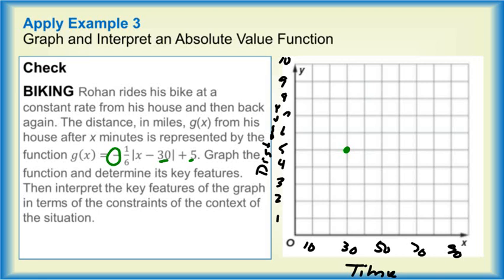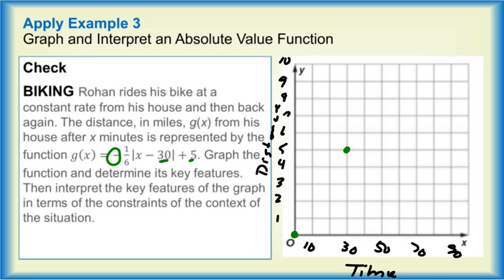Now, if x was 0, I put 0 in for x. 0 minus 30 is negative 30. The absolute value of negative 30 is 30. 30 times negative 1/6 gives us negative 5, and plus 5 gives us 0. So I would have a point at 0, 0.